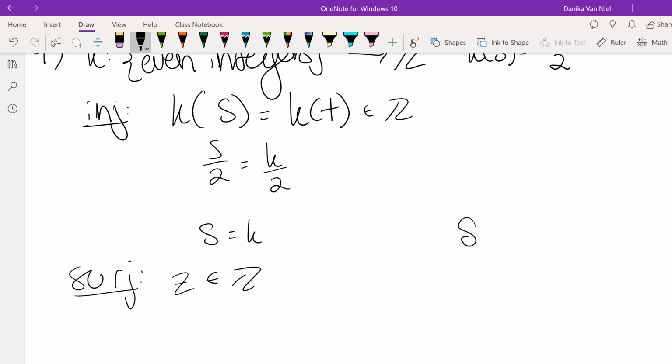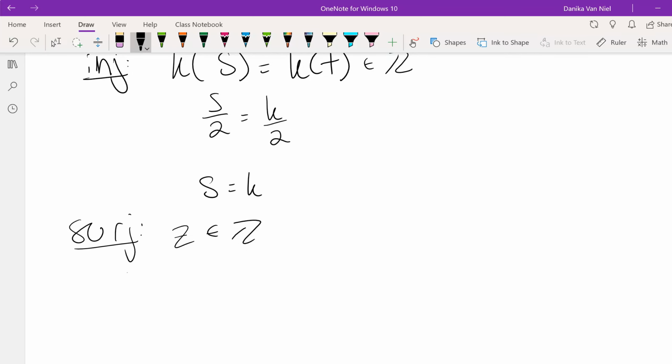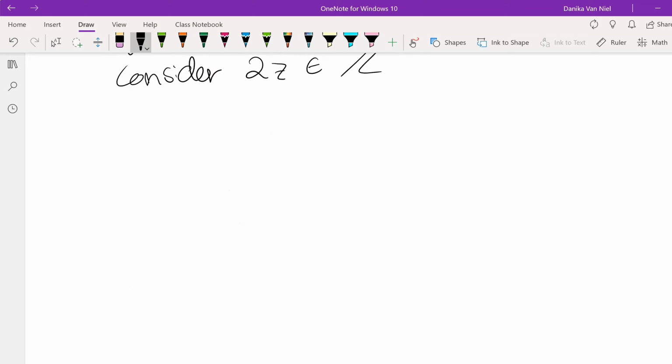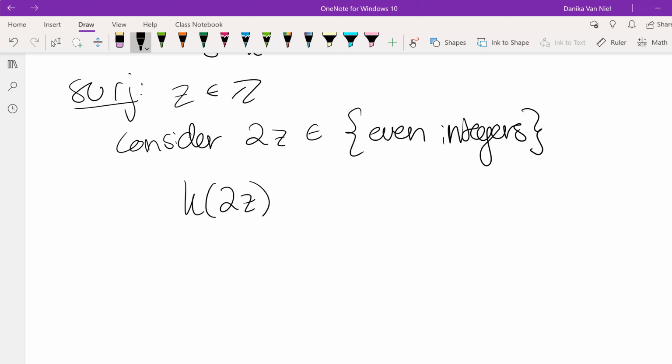Okay, surjective. Pick some integer, let's say z, because I'm very creative. Maybe you would want to do some scratch work for this, but basically what I'm going to do is just consider 2z, which is in the integers. So k of 2z, well, it's in the even integers, in fact. That's what's really important. When you're trying to show something is surjective, you always want to say why that thing you're about to plug into your function is allowed, why it's in the domain.